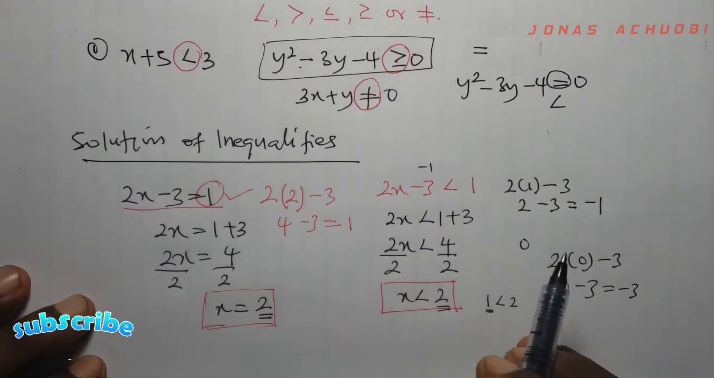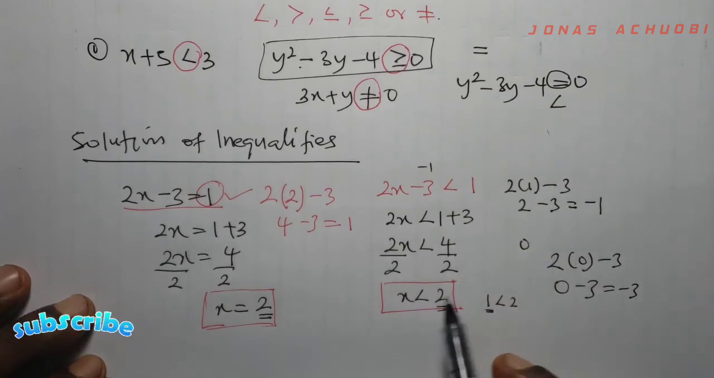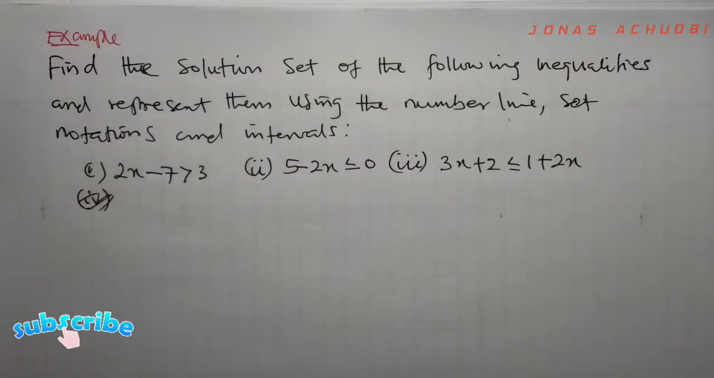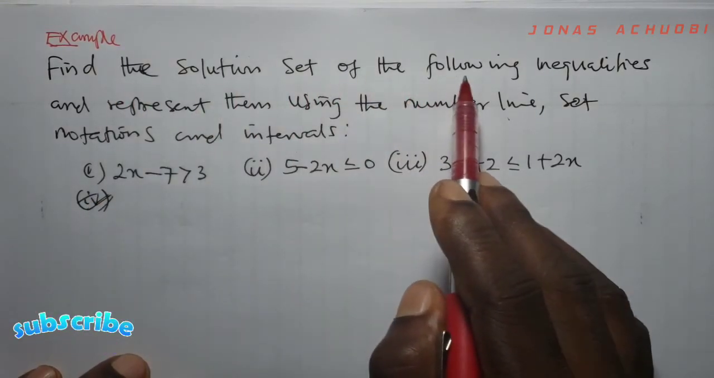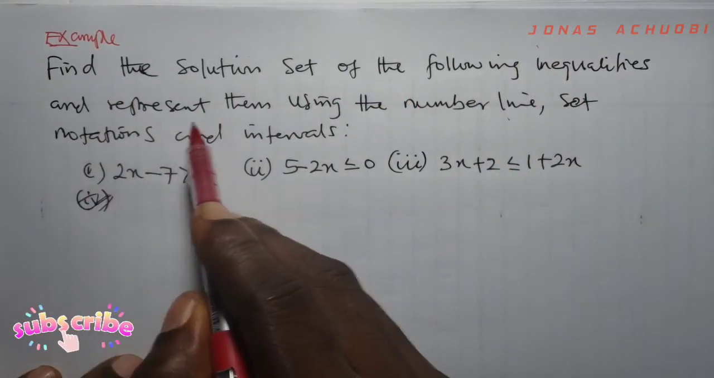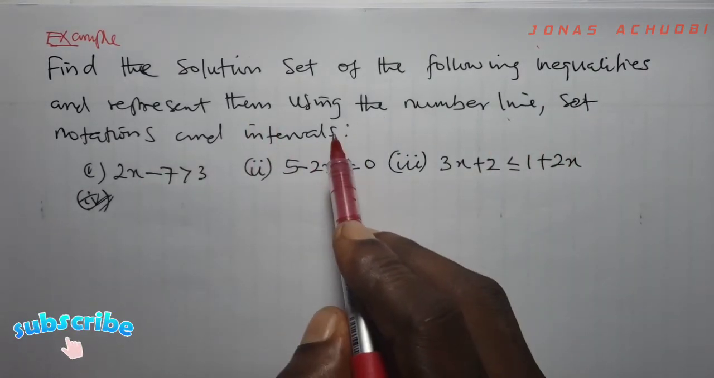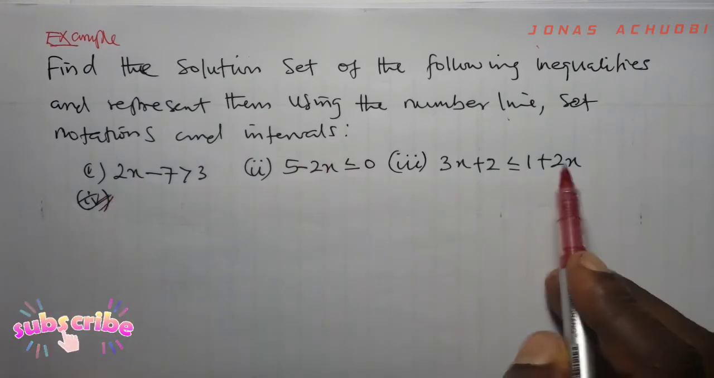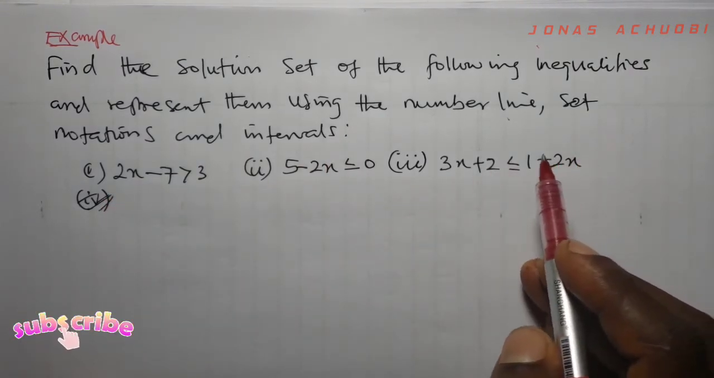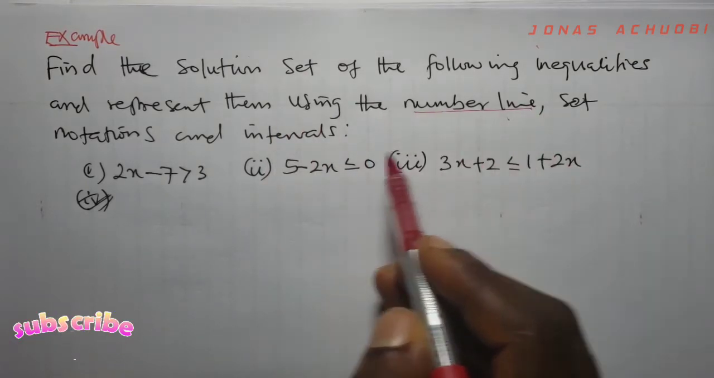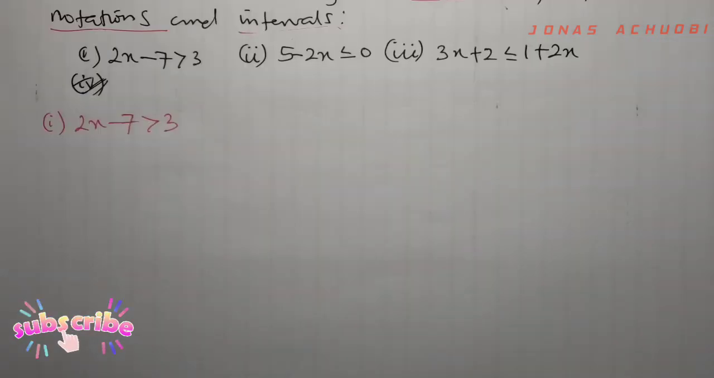We'll now take some good examples of inequalities and then show how to represent the solutions as sets. Example: find the solution set of the following inequalities and represent them using the number line, set notations, and intervals. So we're going to solve these three inequalities here and represent the solutions in three different ways: using number lines, using set notations, and also using intervals.